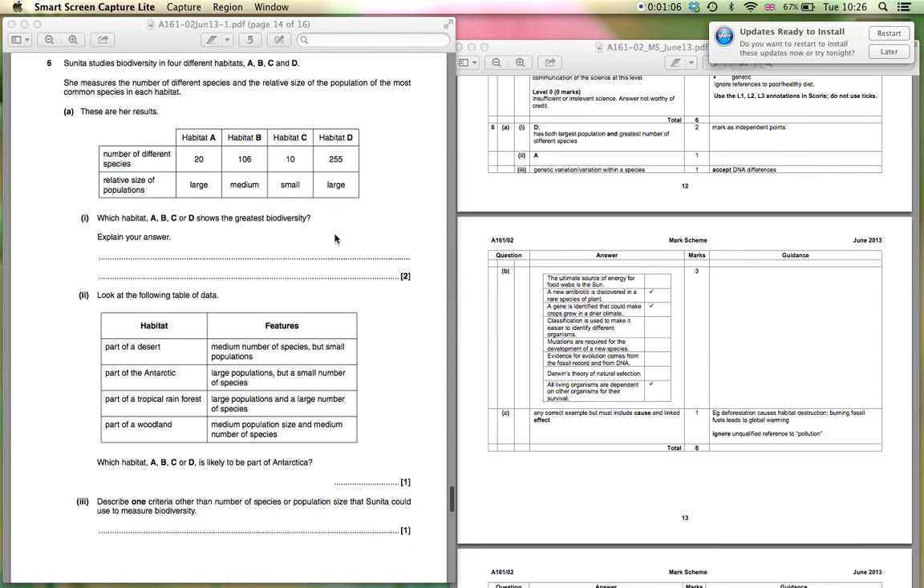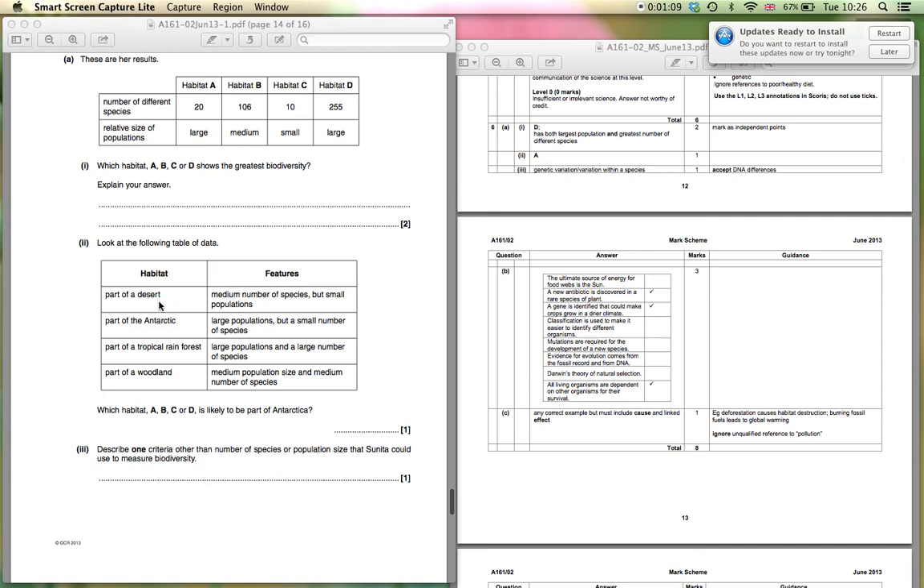Okay, so the next part, here's some different habitats: desert, Antarctica, tropical rainforest and part of the woodland. It says which habitat, A, B, C or D, is likely to be part of Antarctica. So if you look at Antarctica, it tells you there are large populations, but there are only a small number of species. So look back at the table, it's got to be either A or D, because they've both got large population sizes. But it also says the number of species is low in the Antarctic.